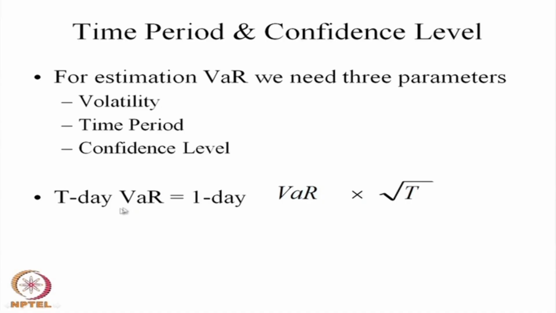So, T-day VaR, meaning 5 days, 10 days VaR, T-day VaR is equal to 1 day VaR into root over T. What does it mean? Suppose I am calculating the value at risk for 1 day, value at risk for 2 days, value at risk for 10 days, T-day VaR is 1 day VaR, the value at risk, into root over T. Okay, that will give me the value at risk for that many days.